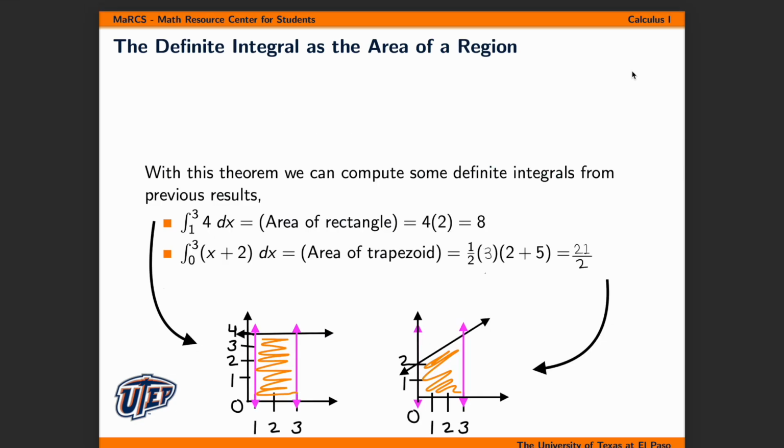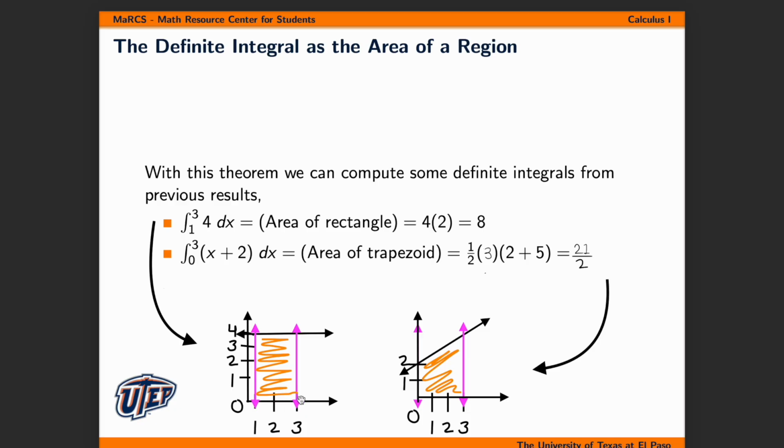Using the theorem that we just went over, we know that area is basically integrating our function and then evaluating at our limits. So for our first example, we have the definite integral from 1 to 3 of the function 4 with respect to x. So right here I graphed it. So we have our function y equals 4. It's constant, so it'll just be a horizontal line. And then we have our limits. x equals 1, so it'll form this vertical line, and x equals 3, this other vertical line.